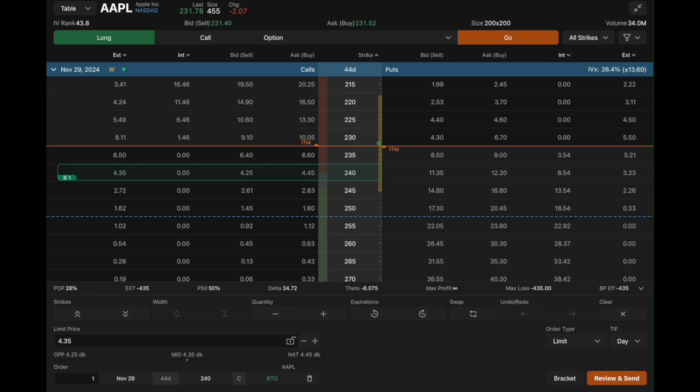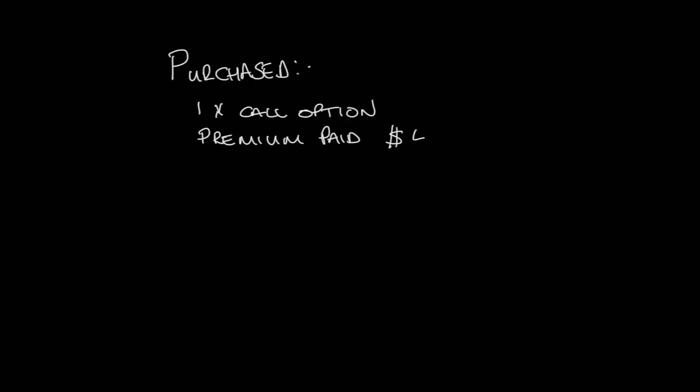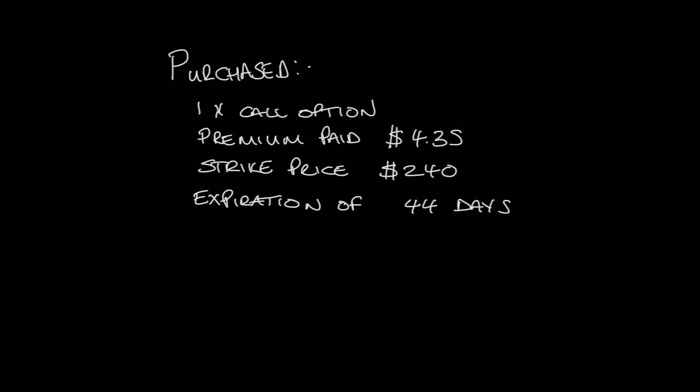Now that we have selected to buy the 240 strike call option, we have a summary box showing at the bottom of the screen. You can see that the limit price for this option is $4.35. All equity options are based on 100 shares of stock, so the $4.35 figure is multiplied by 100 to give our purchase cost of $435. So in summary, we have paid a premium of $4.35 per share for a call option with a $240 strike price, which expires on the 29th of November.